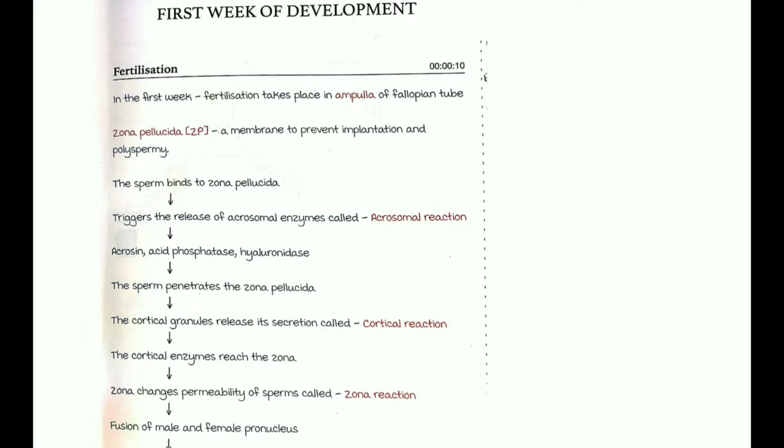So let's talk about fertilization. In the first week, fertilization takes place, and it takes place in the ampulla part of the fallopian tube. There is a zona pellucida, a membrane which is preventing the implantation and polyspermy. In order for the fertilization to take place, the sperm have to bind to the zona pellucida, and there is a reaction taking place.